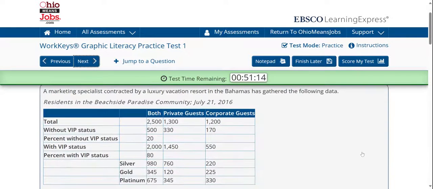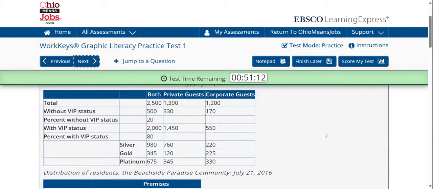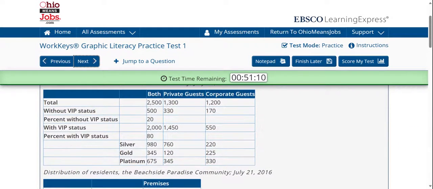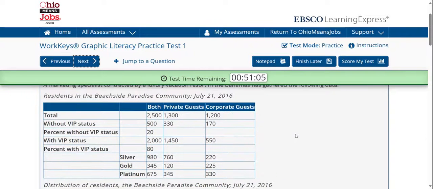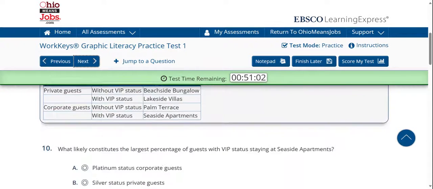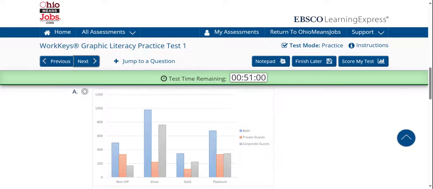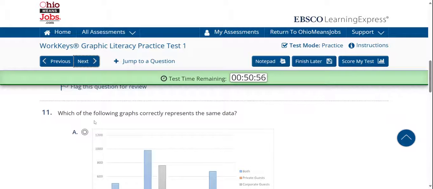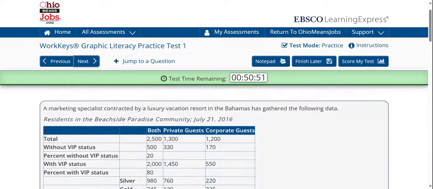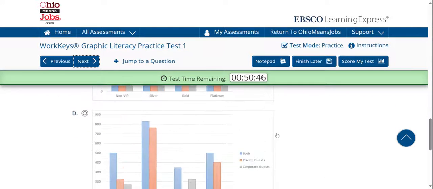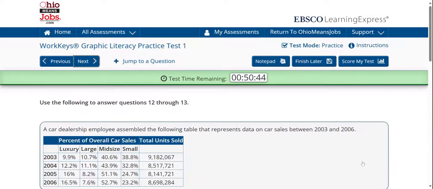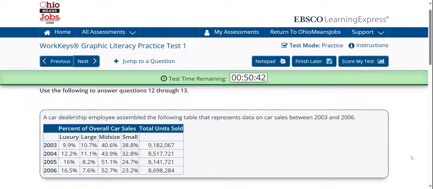As we move on, we have a more complicated table here with different amounts of information. We really have two tables represented in this particular graph, followed by more questions. Again, with another bar graph, you have to determine which of the following graphs correctly represents the same data, moving from a table into a bar graph. So, again, more complicated information as we move through the test questions.